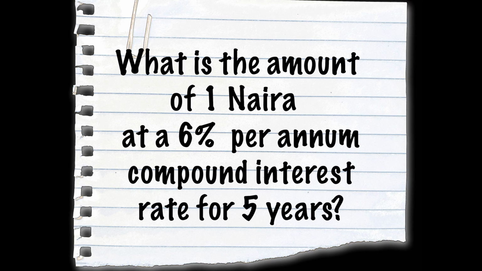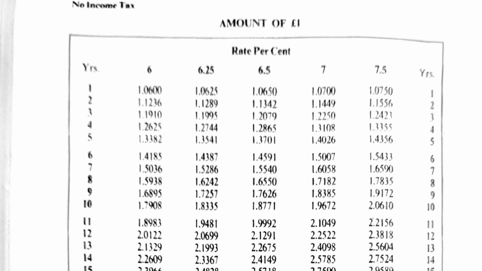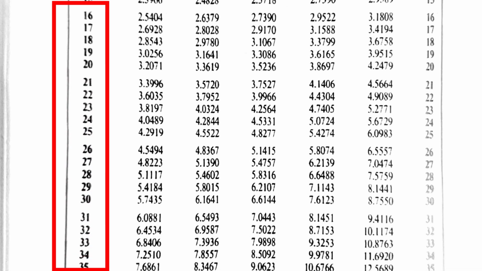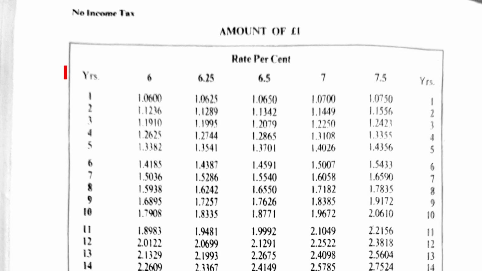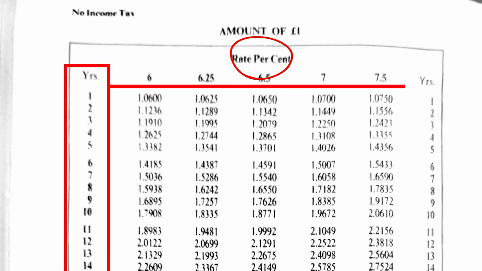Our question says that we are looking for 6% for 5 years. One thing about using the Parry table is that the tables come in columns and rows. The vertical line represents the number of years. On the first line on your left it says years, and on the first page you see years 1 to 50, and then on the next page years 51 to 100. The topmost horizontal line says rate percent, and right under it you see numbers. Those numbers are the different rates.